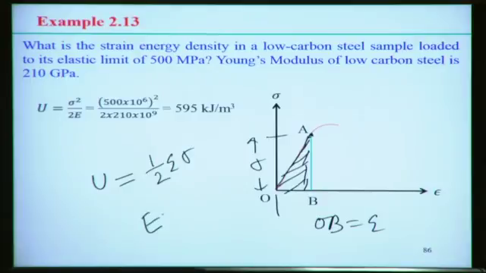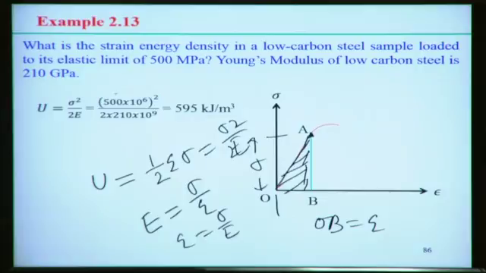Now, within the elastic limit, Young's modulus equals stress by strain. So strain equals sigma by E. If we put it here, sigma by E, it becomes sigma square by twice E. Now sigma is the elastic limit, 500 megapascal at this point, and Young's modulus is also given. Then we can find the result in kilojoule per meter cube. This is the amount of energy within the elastic limit.